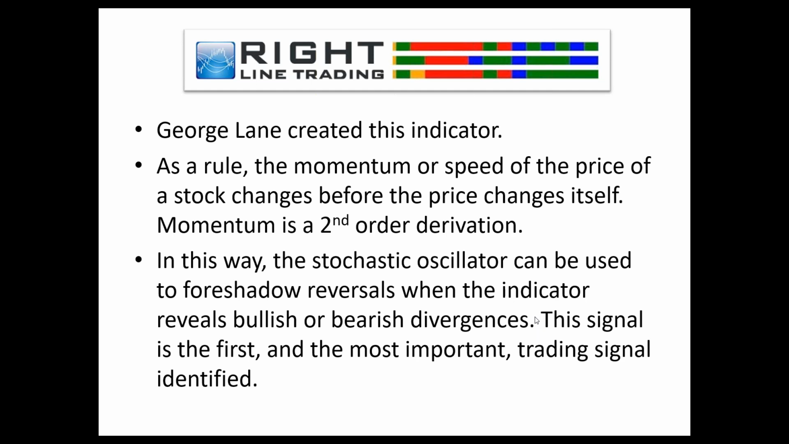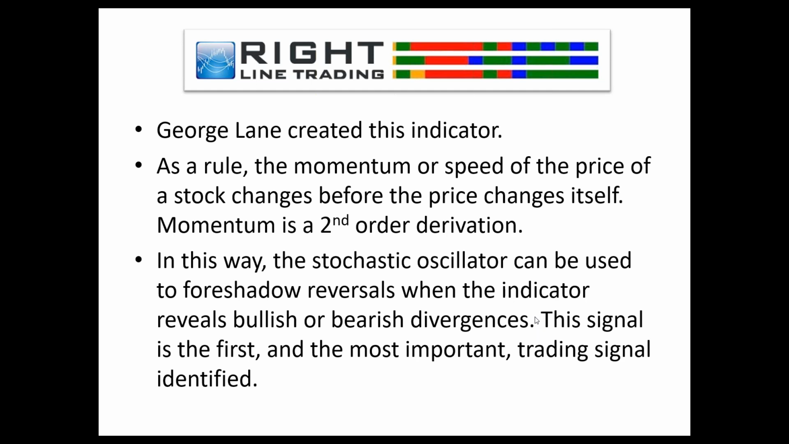So the rate of change of speed has to be either positive or negative in order for there to be a change in momentum. Now, he felt that since momentum was a derivation, it was going to lead or foreshadow what price was going to do. So he looked at bullish or bearish divergences solely and traded divergence signals.